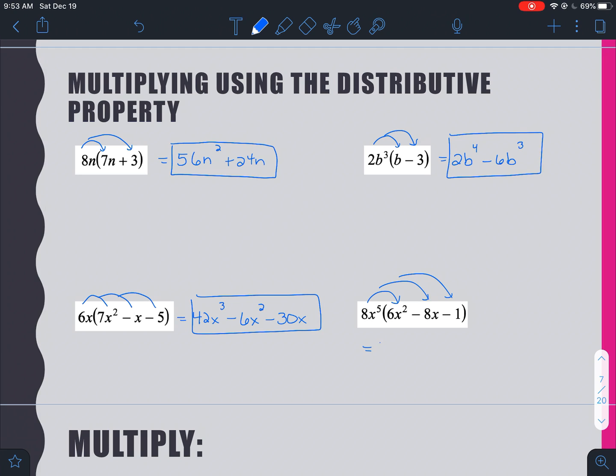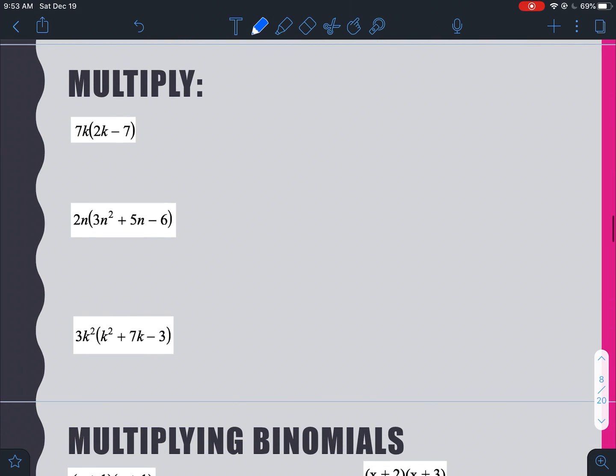Distribute in the 8x to the 5th. 8x to the 5th times 6x to the 2nd would be 48x to the 7th. 8x to the 5th times -8x would be -64x to the 6th. And 8x to the 5th times -1 would be -8x to the 5th. So that is using the distributive property to take a monomial times a polynomial. So go ahead and pause the video and see if you can do these three using the distributive property.